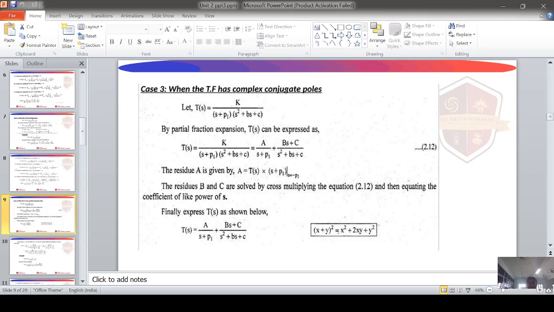Then case 3, when the transfer function has complex conjugate poles. For complex conjugate poles, the expansion results in sinusoidal terms in the time response, which represent oscillatory behavior. Here let T(s) equal K divided by (s plus p1) into (s square plus bs plus c). In the quadratic term, the characteristic equation is present. So we express T(s) as A divided by (s plus p1) plus, for the characteristic equation, we introduce (Bs plus C). Then we have to find the residues A, B and C.